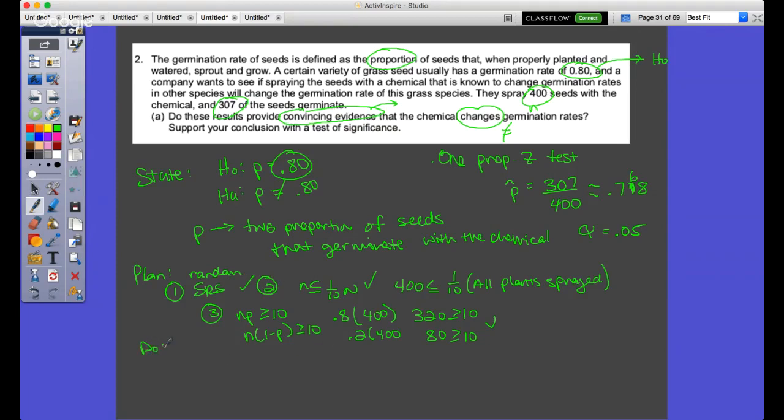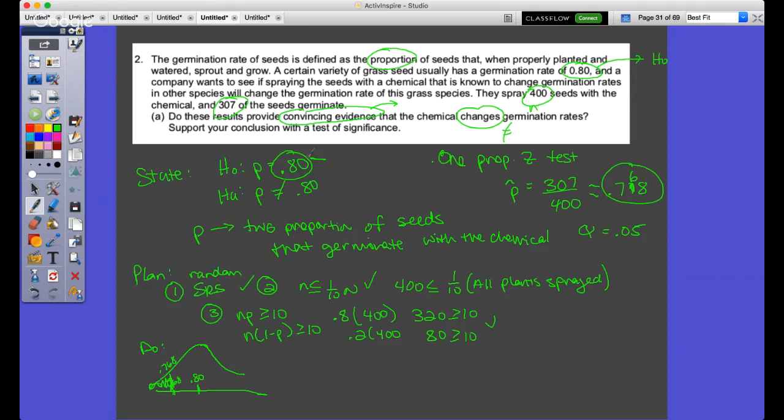Do phase, let's draw a picture here. Always start off with a picture. The center will always be what we state. In this case, it's 0.80. They're innocent till proven guilty, so whatever's stated, we have to go with that in the center. And we see 0.768. In this case, it's to the left. Because it's to the left side, we're going to highlight 0.768 and anything less than.